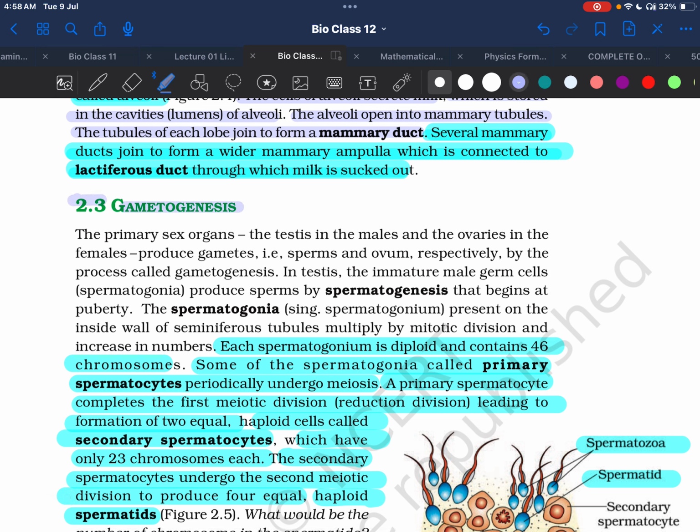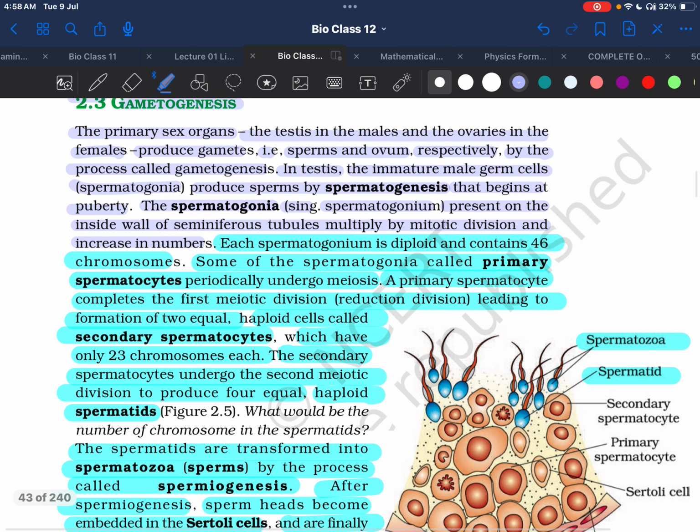2.3 Gametogenesis. The primary sex organs, the testes in the males and the ovaries in the females, produce gametes, that is, sperms and ovum respectively, by the process called gametogenesis. In the testes, the immature male germ cells, spermatogonia, produce sperms by spermatogenesis that begins at puberty. The spermatogonia (singular: spermatogonium), present on the inside wall of the seminiferous tubules, multiply by mitotic division and increase in numbers.